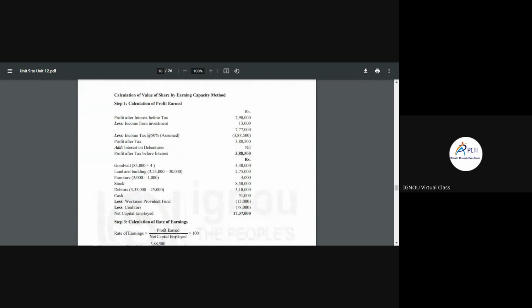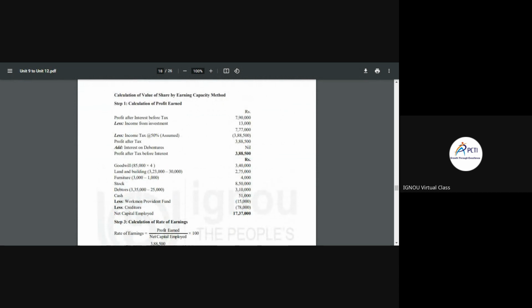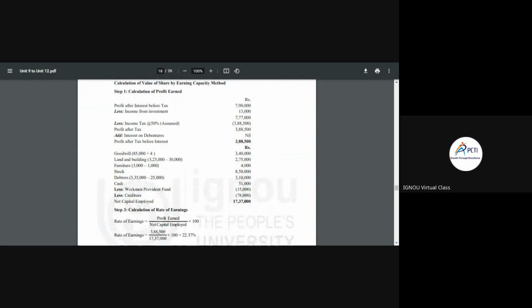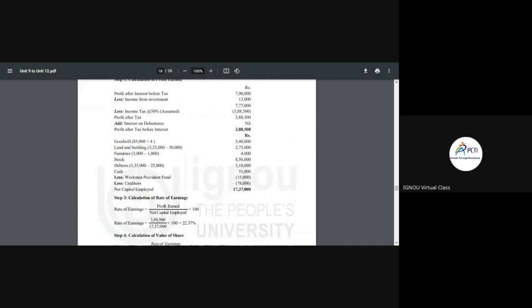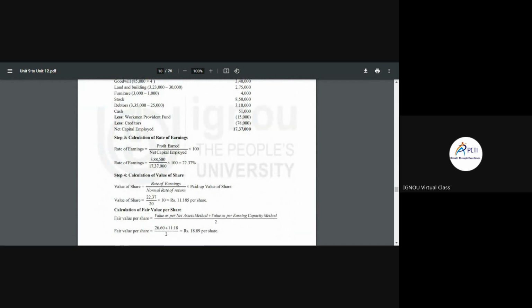Step 1, calculation of profit earned. The next step is to calculate the net capital employed. Step 2. Then step 3 is calculation of rate of earning, in which you use the formula: profit earned divided by net capital employed multiplied by 100.